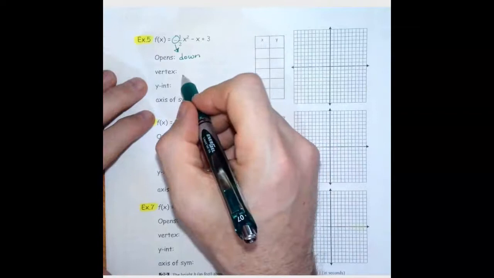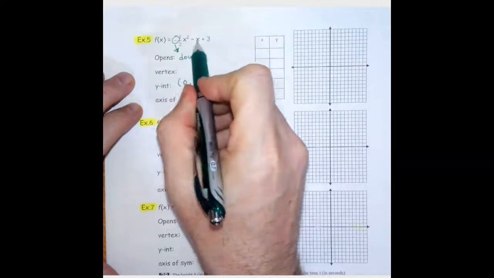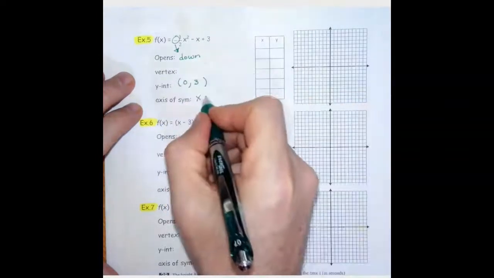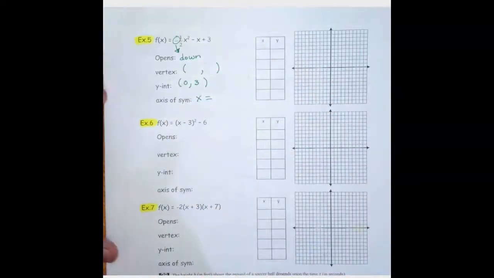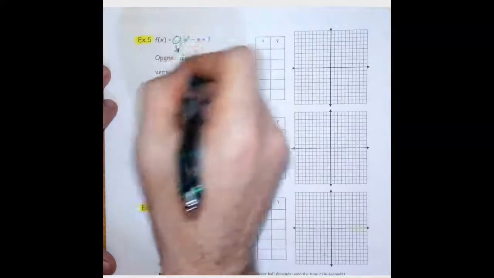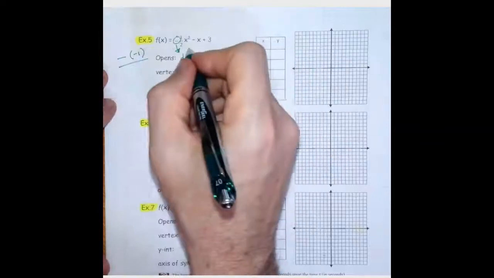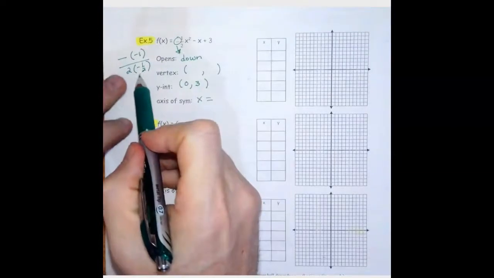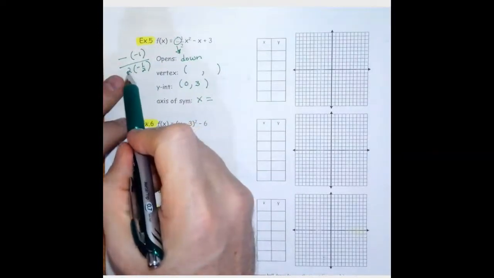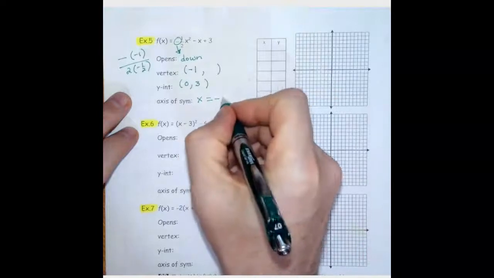And then let's do the y-intercept because that's when x equals 0. So if x equals 0, that's going to be 3. You know the axis of symmetry is going to be x equals a number, and the vertex is going to be an x comma y. So we got all that stuff down. Remember, in standard form, we want to do the opposite of b. So we have the opposite of -1 over 2 times a. So a was -1/2. So 2 times -1/2 is just -1. So we have +1 divided by -1, that's -1. So that's going to be -1, which means this is going to be -1.